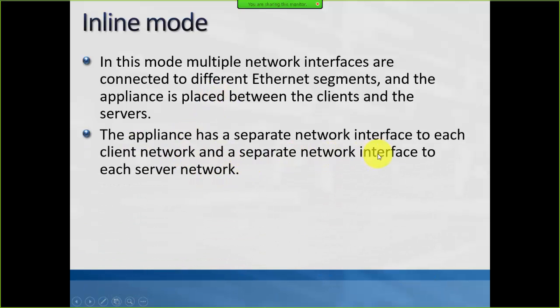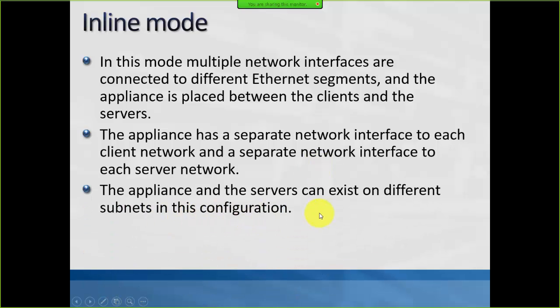The appliance has a separate network interface to each client network and a separate network interface to each server network. So for the traffic coming from the client network, there's a separate interface, a network card, and it's going to forward that traffic to the server network. There's another interface for that. The appliance and the servers can exist on different subnets in this configuration.